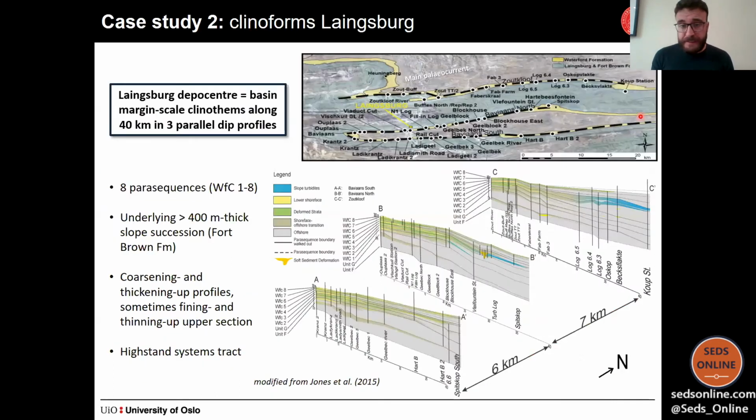So this is the Laingsburg Depocentre, and this is an amazing work done by George Jones during his PhD. George was studying the Waterford Formation, which is the shallow marine units that are in the upper part of the succession. He documented several of these units, coarsening and thickening upward, separated by flooding surfaces that can be mapped throughout the basin, so parasequences. And he linked all this to a thick highstand systems tract. I want you to pay attention to the northern part of the panel where we saw something quite interesting.